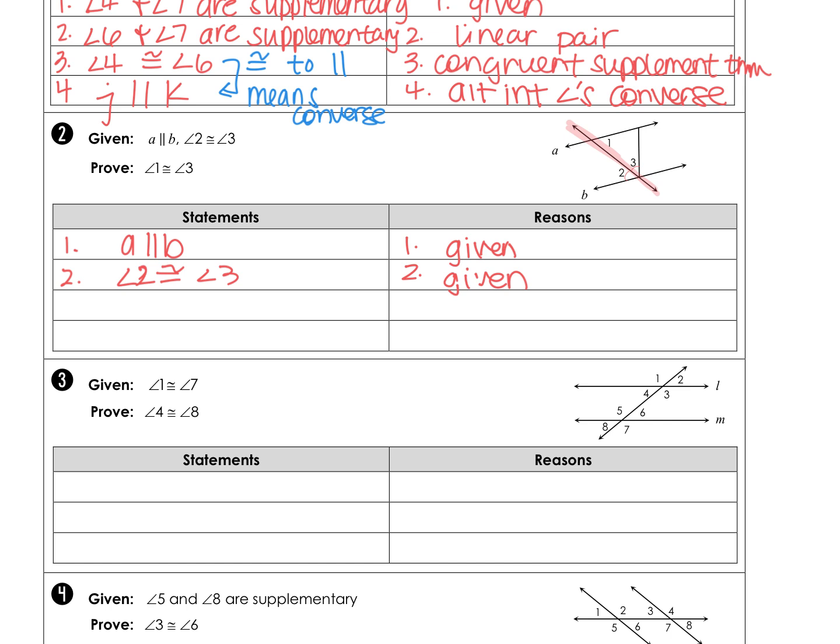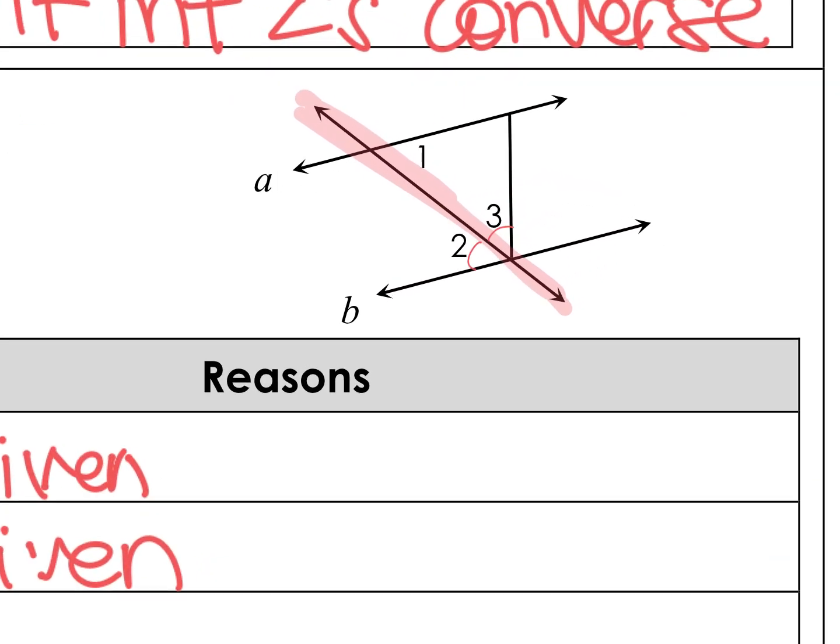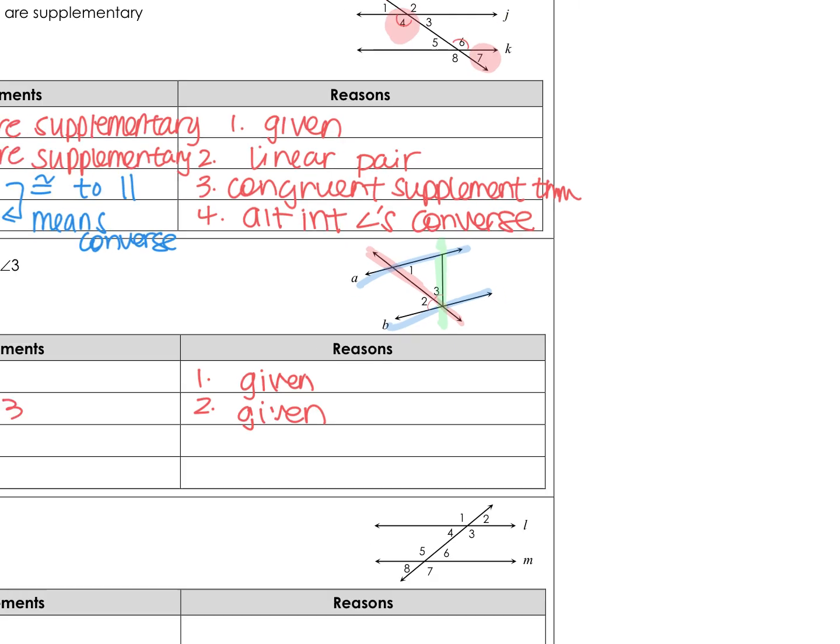So angle 2 is congruent to angle 3. Now what we want to do is we want to find an angle pair that we can use. Okay, so I've got these parallel lines cut by 2 different transversals. They're cut by the red and by this one here that's green. Okay, looking at the red transversal, I see angles 1 and 2 and I take notice. What kind of angle pair are they? Alternate interior angles.